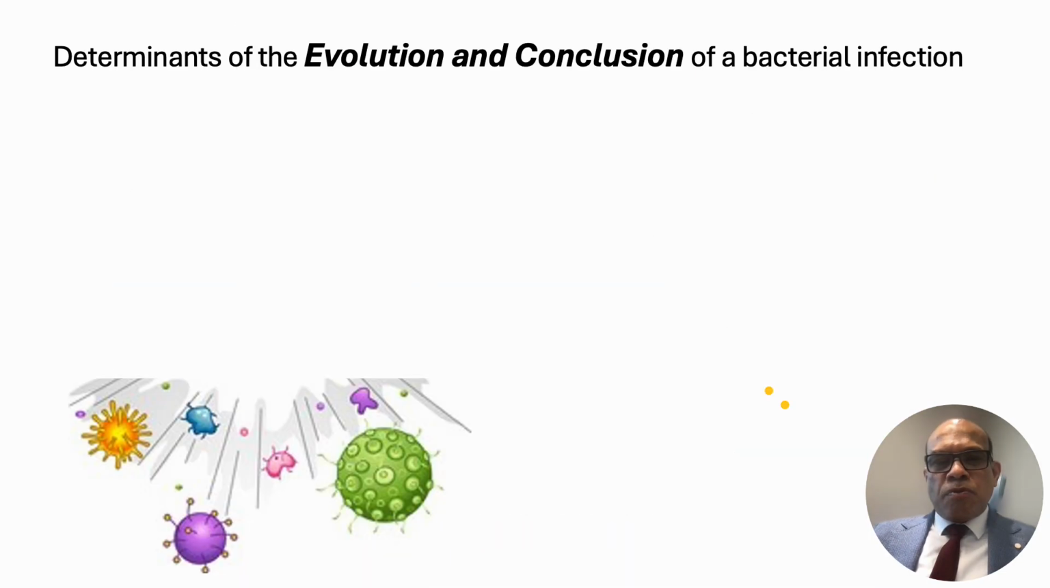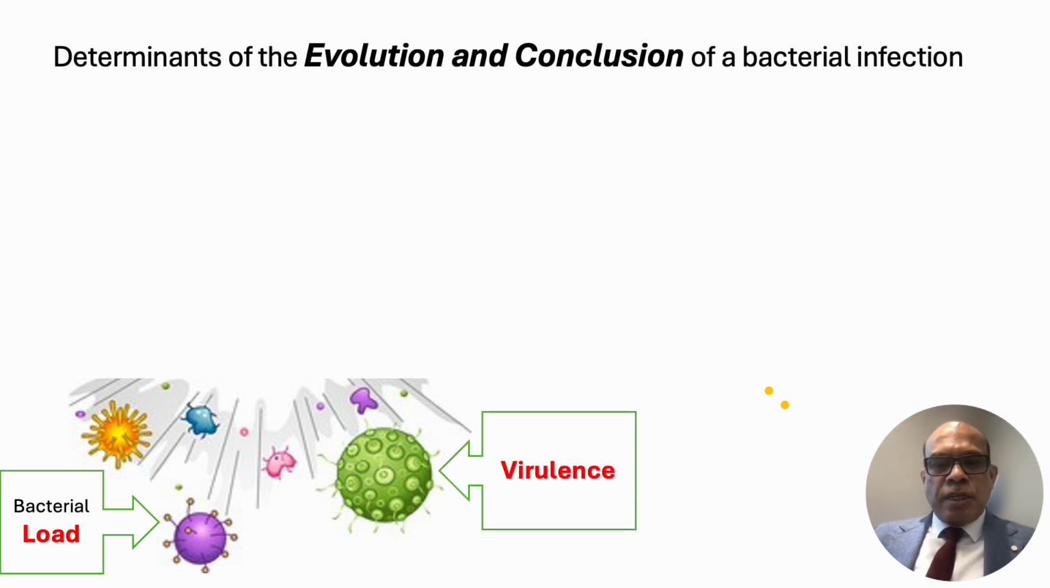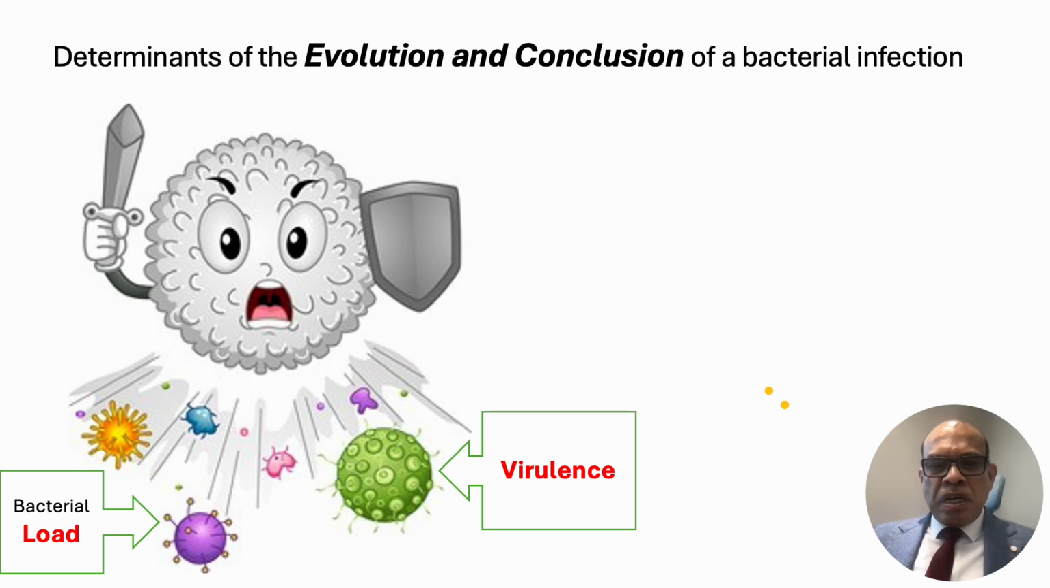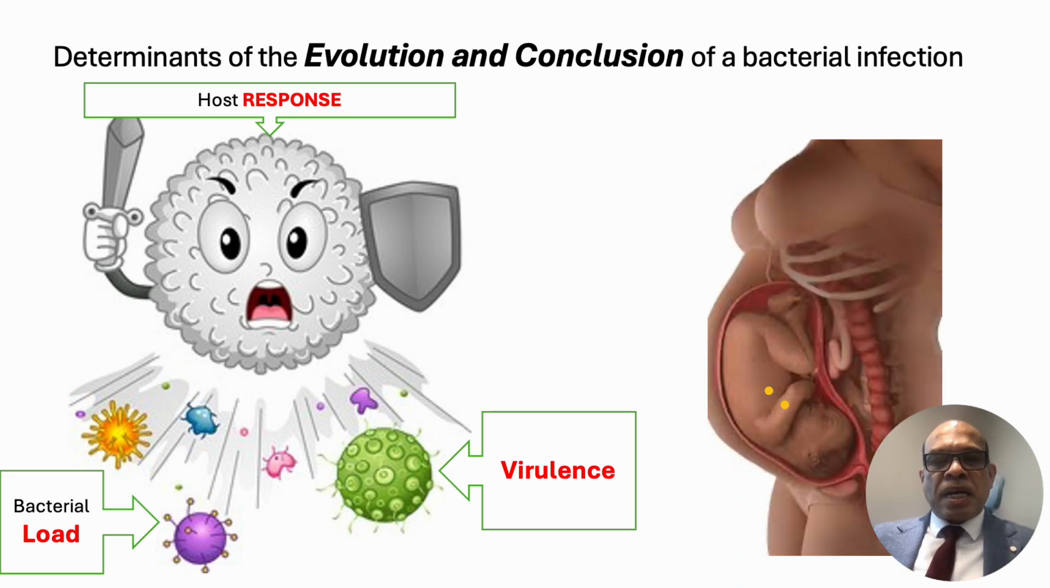So let's look at what happens when bacteria invade our systems, organs, tissues. We need to have a sufficient bacterial load, and the bacteria should be virulent if they have to cause serious infection. So the virulence and the load of the bacteria are key determinants of how unwell we would become. On the other hand, the host, that is us, will also mount an effective host response to save ourselves by killing off the bacteria.